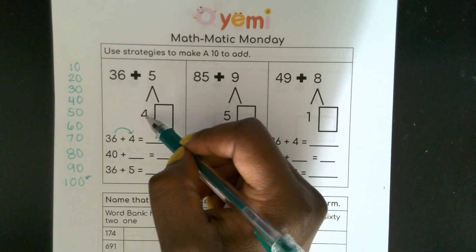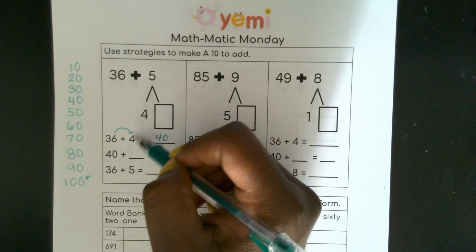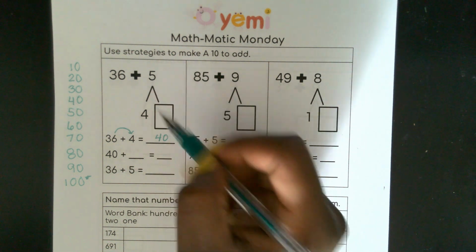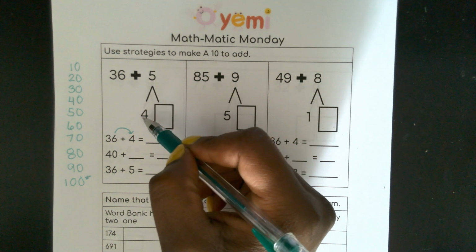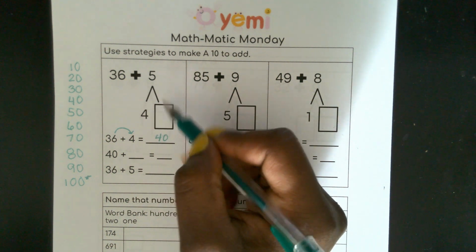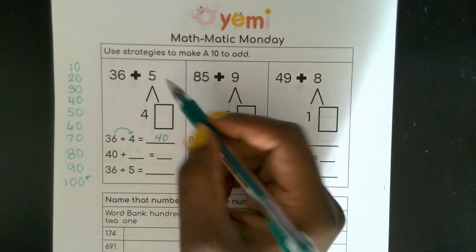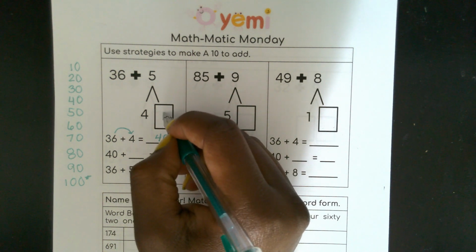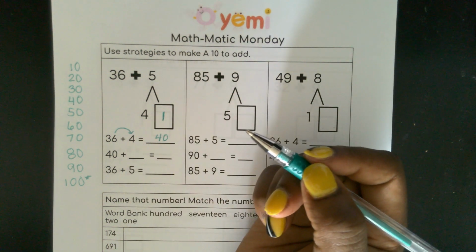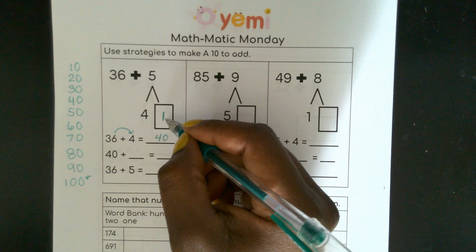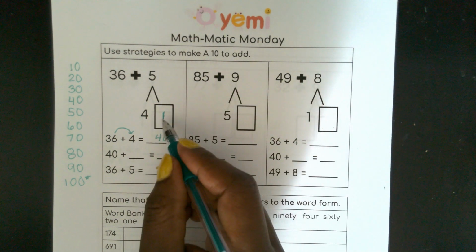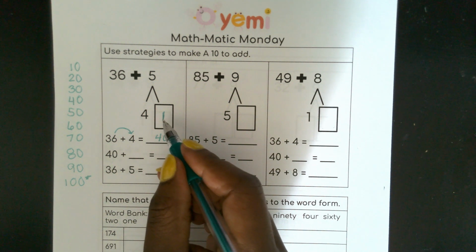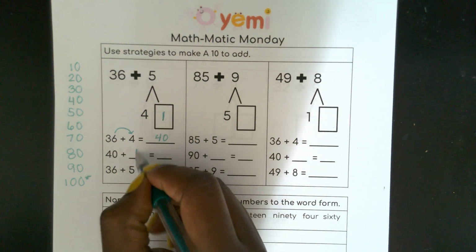Now here's the 4 that I used out of the 5. How much more do I need to make 5? 4 plus what will give me 5? 4 plus 1. 4 plus 1 is 5. So this is the one I need here.